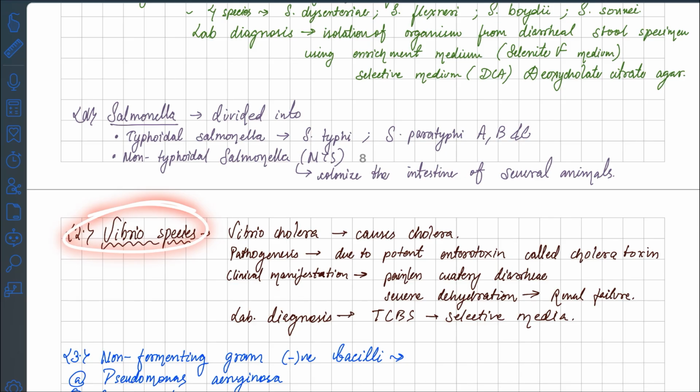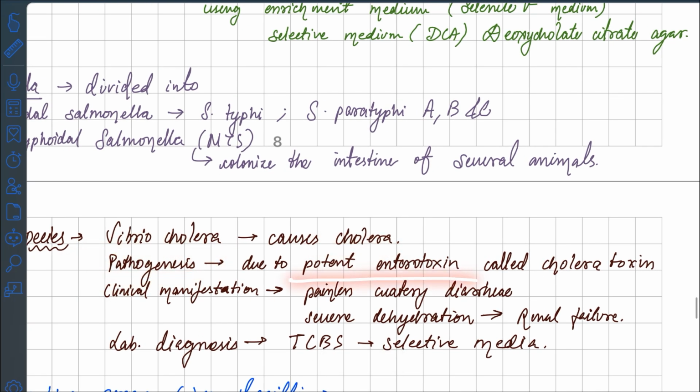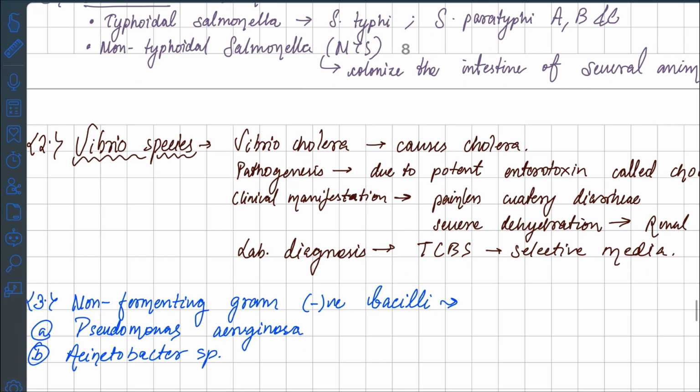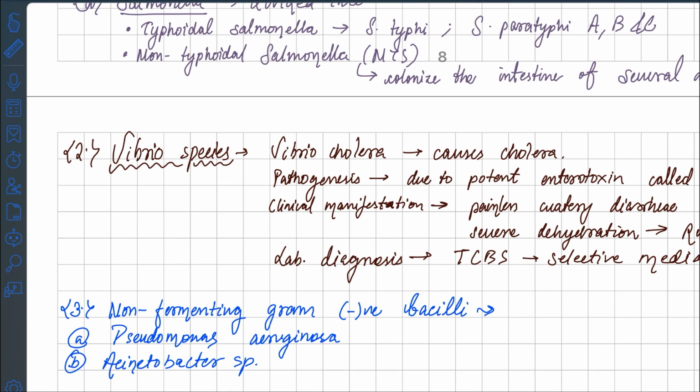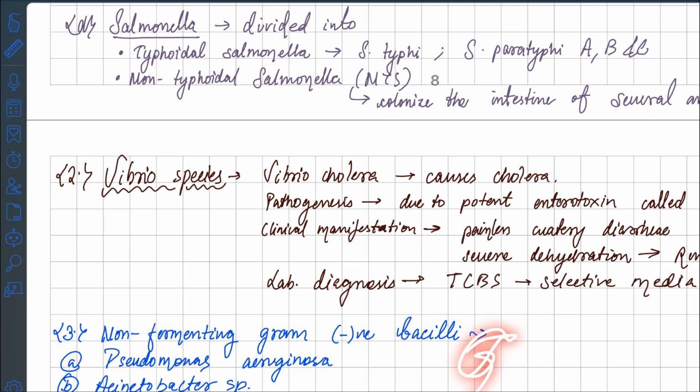So Vibrio species. Vibrio cholerae, you must have heard of it, is the most important cause of cholera. Pathogenesis is due to a potent enterotoxin, cholera toxin. In the clinical manifestation, we can see paleness, watery diarrhea, rice-like watery diarrhea. Then there is severe dehydration, renal failure, and lab diagnosis can be done in TCBS, a selective media. Non-fermenting gram-negative bacteria include Pseudomonas aeruginosa and Acinetobacter. So this was all about general bacteriology.